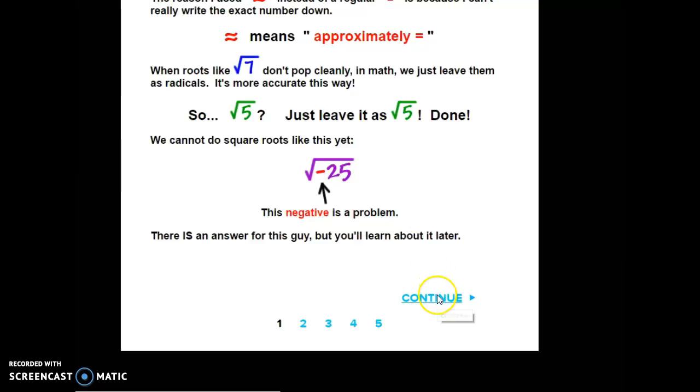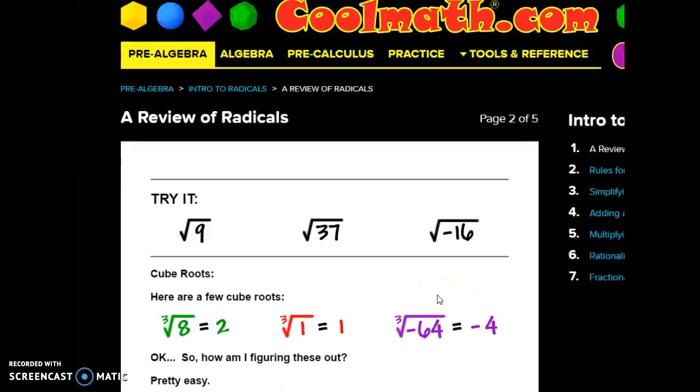Okay, we're going to go on to a little bit more of a review. They give you the opportunity here to try this. Go ahead. What is the square root of 9? The correct answer is 3. What is the square root of 37? The correct answer is that you would leave it written just like this, the square root of 37. There's no solution that is a real whole number, so we just simply leave it just like this. You would just circle it, and that would be your answer.